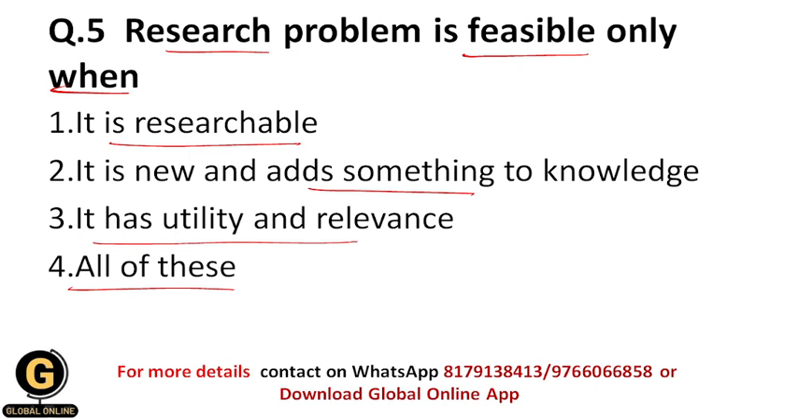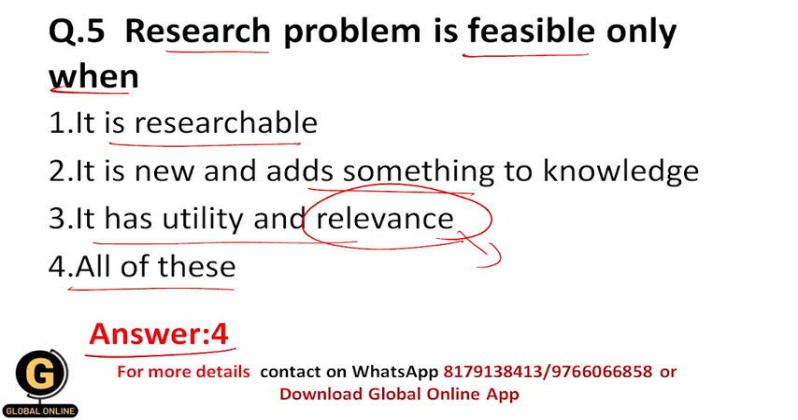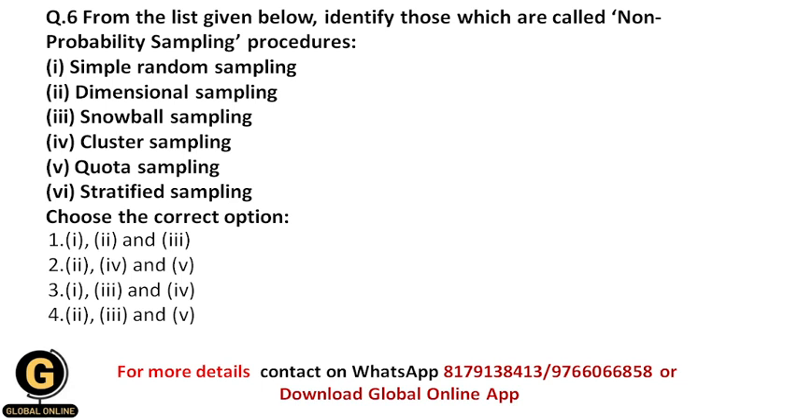And as well, whenever it has utility and relevance, relevance means whenever it has relevance to the problems in the society, then obviously it will be feasible. And that's why in all of these situations a research problem is feasible, and that's why your correct answer should be 4, that is all of these. Okay, from the list given below, identify those which are called non-probability sampling procedures.